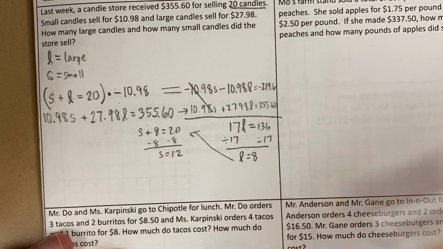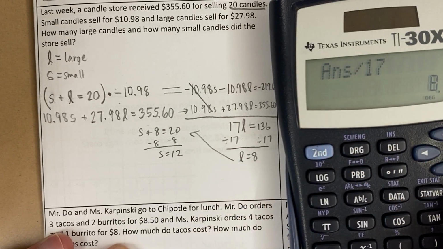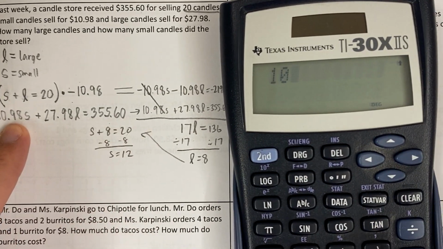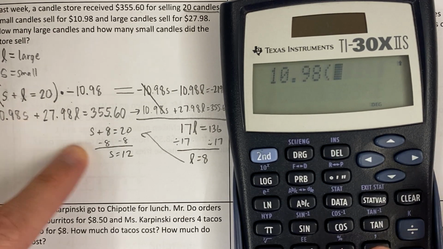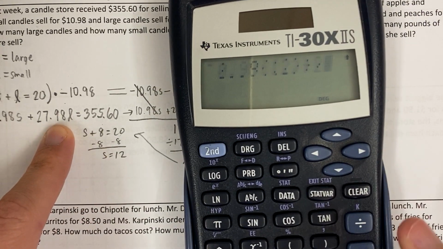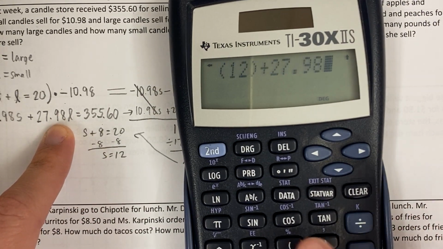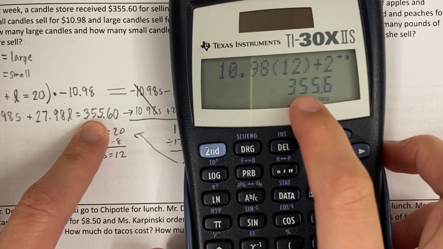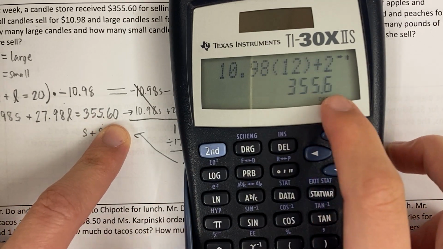Okay, I'm going to be super lazy. I'm not going to write it to check it. I'm just going to type it in my calculator. So what I know is that this equation should be true. So I'm going to do 10.98 times 12 plus 27.98 times 8. And I know that it should equal this number. And it does. I win, right?